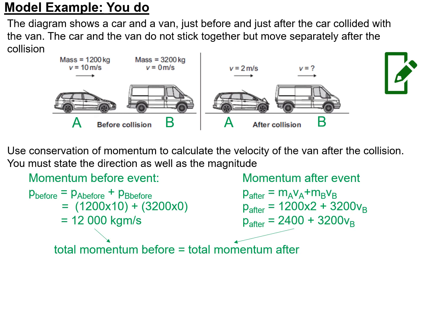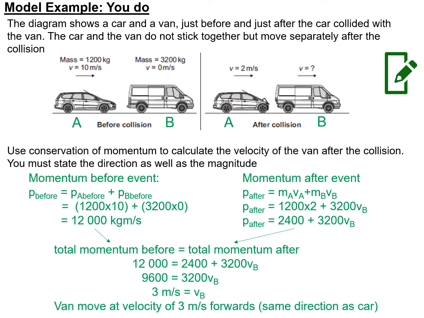We must have written down that the total momentum before equals the total momentum after. So therefore we get 12,000 is equal to 2,400 plus 3,200 VB. And then we rearrange to make VB the subject, and we end up with 3 meters per second. This tells us that the van moves at a velocity of 3 meters per second forward, i.e. in the same direction as the car.